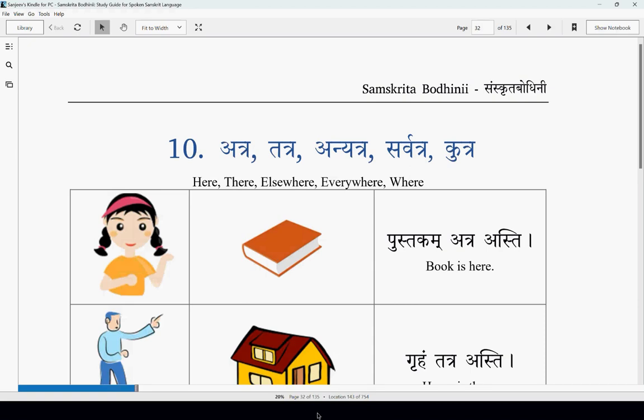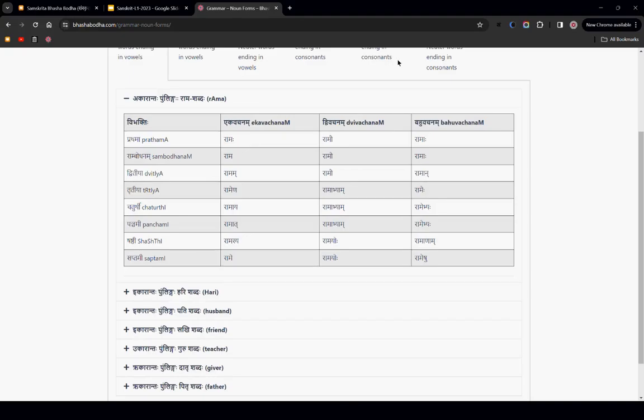Fixed form words means what? They do not have the vibhakti variations. Atra means here. There is no prathama, dvitiya, etc. There is no atra, atra, atram like that. So it is just a fixed form.